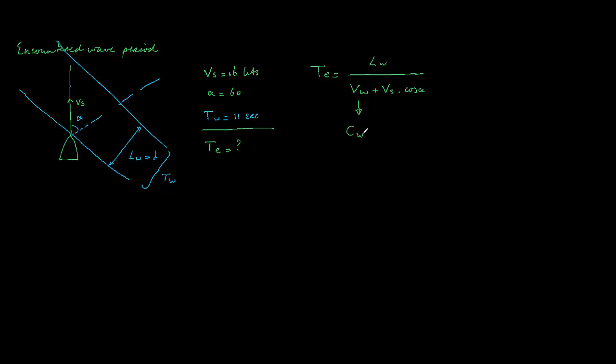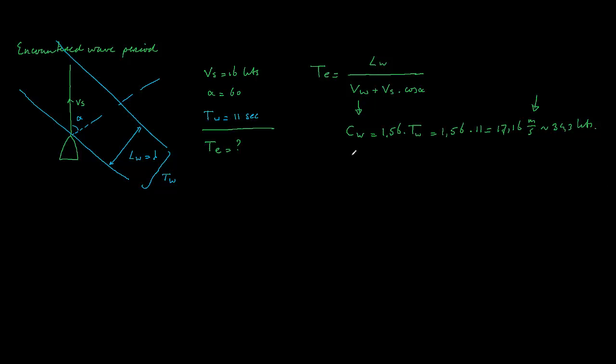The speed of the wave, with a velocity V or c, we talk about celerity, is defined as 1.56 times the period. The period of the wave we happen to know, so that is 1.56 times 11 seconds, which gives us something like 17.16 meters per second, or 34.3 knots. We'll stay in the metric system here.